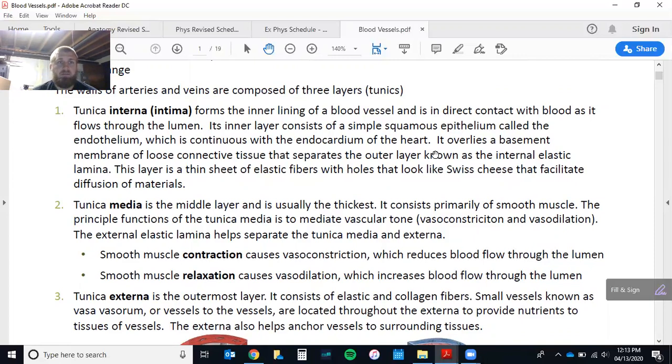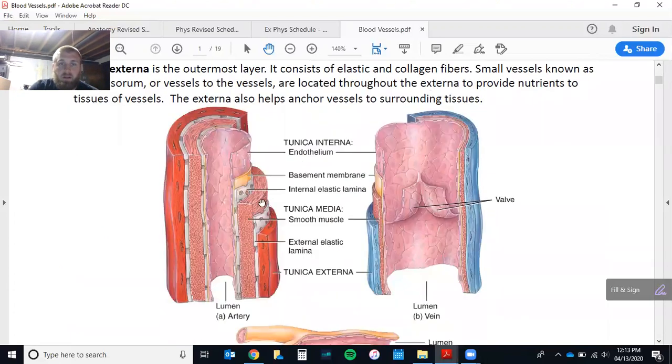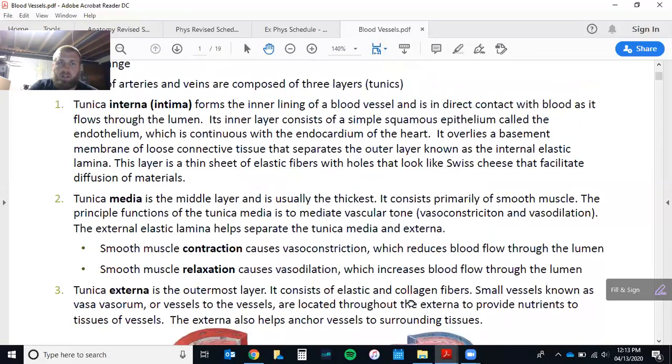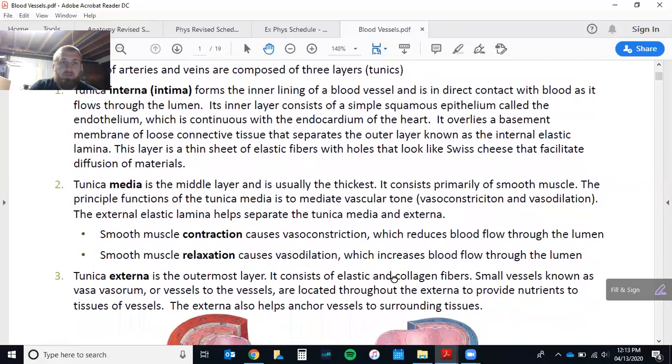Surrounding it is a basement membrane of loose connective tissue separating the outer layer, known as the internal elastic lamina. As I mentioned, the internal elastic lamina we see in arteries, we don't see it in veins. And the function of this layer, it looks like Swiss cheese, and it's made up of a thin sheet of elastic fibers. The holes allow for diffusion of materials.